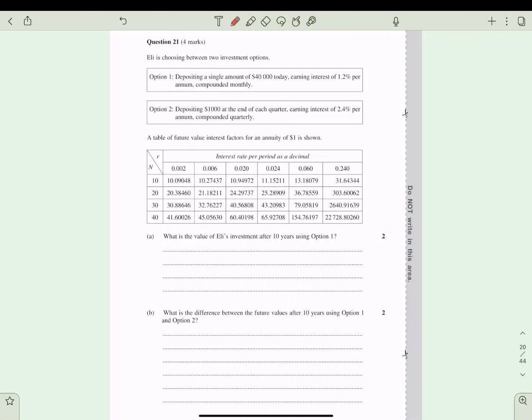Question 21. So here we have Eli, who is choosing between two investment options. Option 1 is he deposits a single amount and earns interest on that. And option 2 is what we call an annuity, where he deposits a regular amount in a regular period of time. So part A says, what is the value of Eli's investment after 10 years using option 1? With option 1, we are depositing at 1.2% per annum compounded monthly. Be careful about these two words, not just one word, these two words. So when it says compounded monthly, we now know that a month is going to be one period. Okay, not 1 year, it's a month.